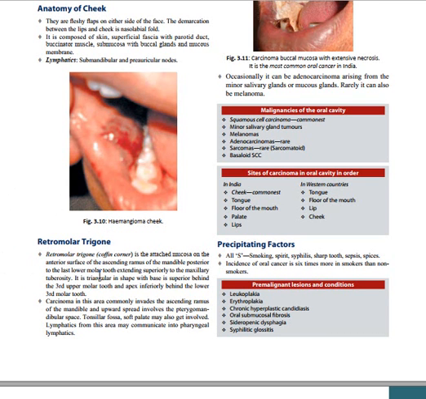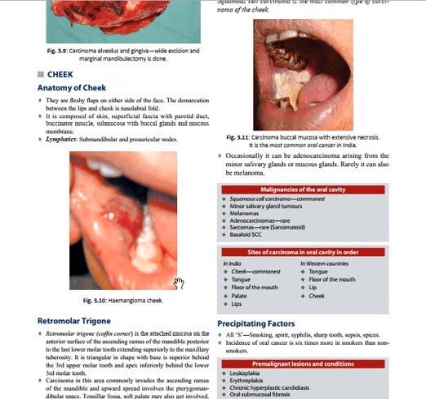Is it clear? So the retromolar trigone starts from the anterior surface of the ascending ramus to the posterior part of the lower molar. Is it clear? From the anterior surface of the ascending ramus to the posterior part of the lower molar. So that is the trigone. When the trigone is affected, it usually shows a very advanced cancer.